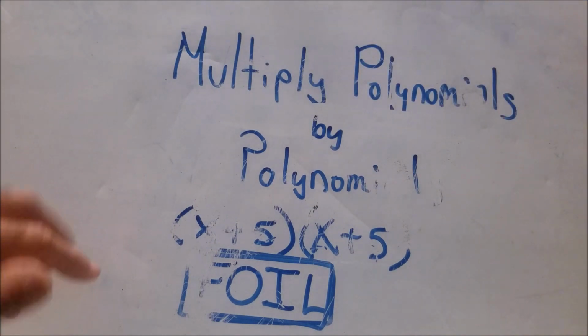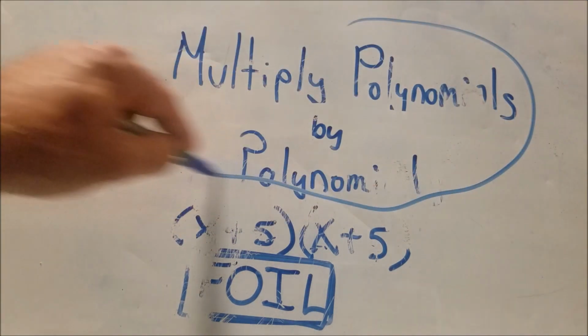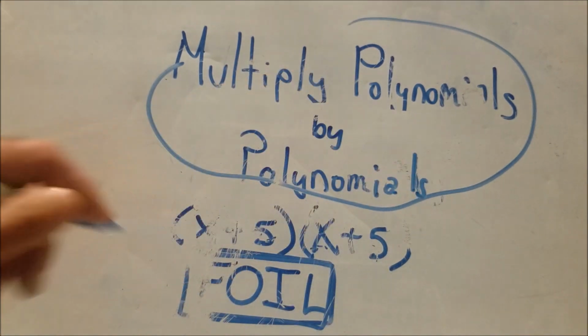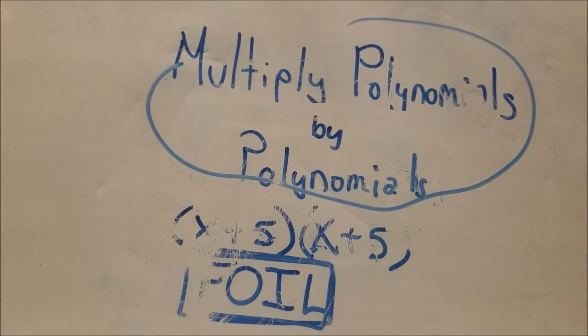Now we did say, right here, we're going to multiply polynomials by polynomials. So it doesn't have to be a binomial times a binomial. It could be a binomial times a trinomial, or any other ones. And we'll do that in the next video. Okay, great job.